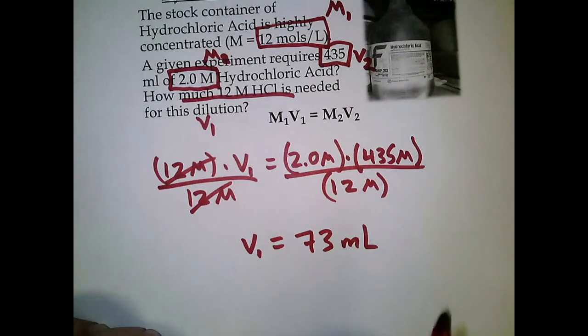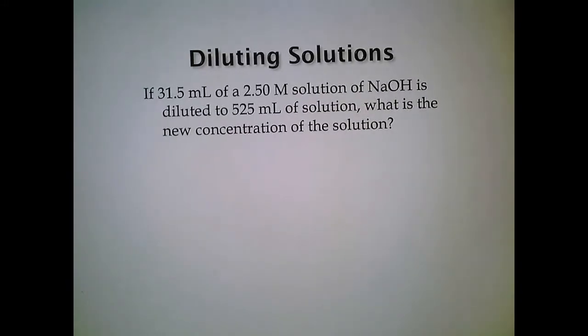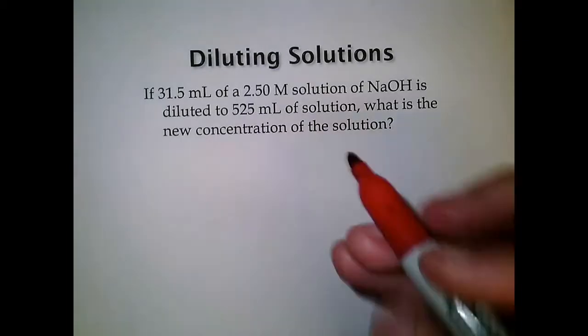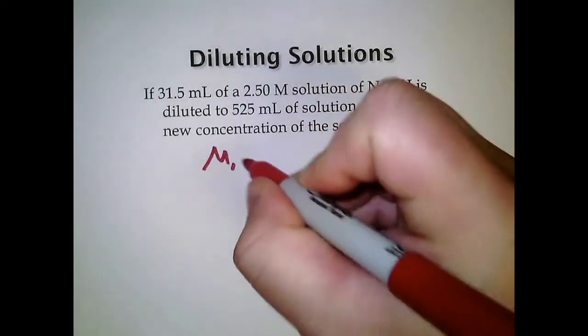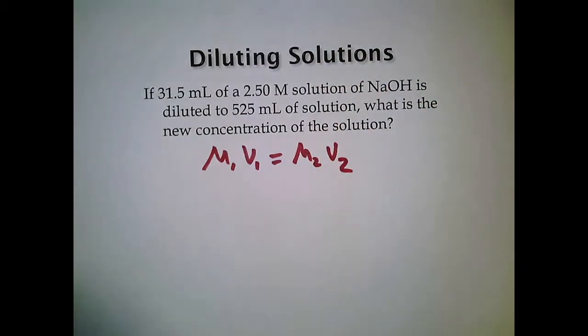Okay, so let's do a second problem here, second example. So this new problem: if I have 31.5 milliliters of a 2.5 molarity solution of sodium hydroxide, NaOH, it's diluted to 525 milliliters of the solution, what would the new concentration of the solution be? So once again, formula, M1V1 equals M2V2. I'm going to identify all the pieces here.